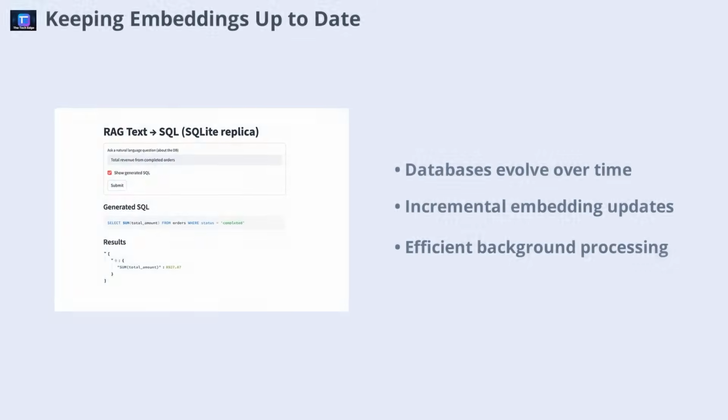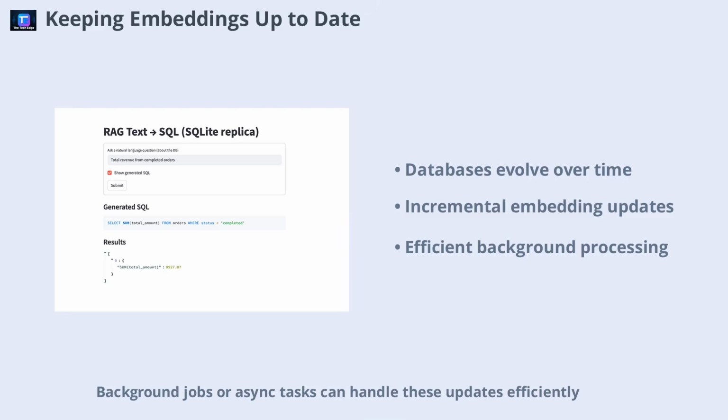In real-world scenarios, databases or dynamic tables change, new records are added, and schemas evolve. To keep the RAG system accurate, embeddings must be updated incrementally. By tracking changes and re-embedding only what's new, you ensure the system always has the latest context without unnecessary overhead. Background jobs or async tasks can handle these updates efficiently, keeping the user experience smooth and responsive.